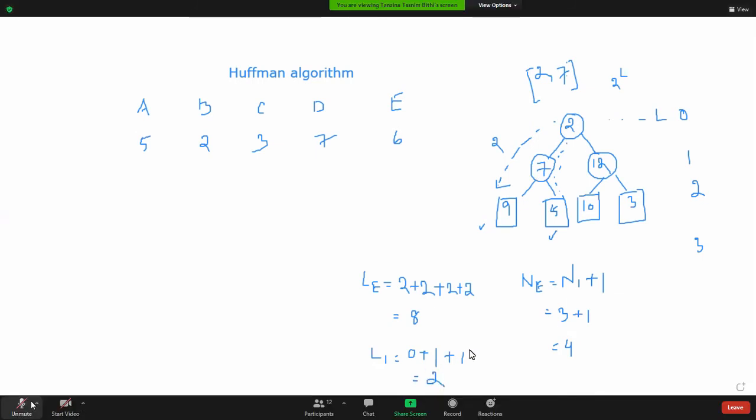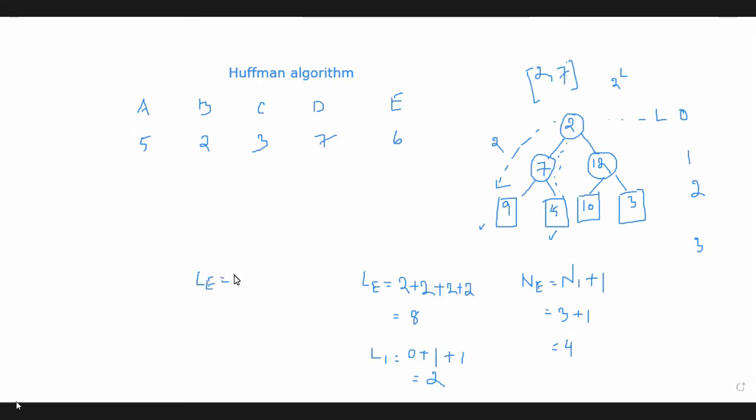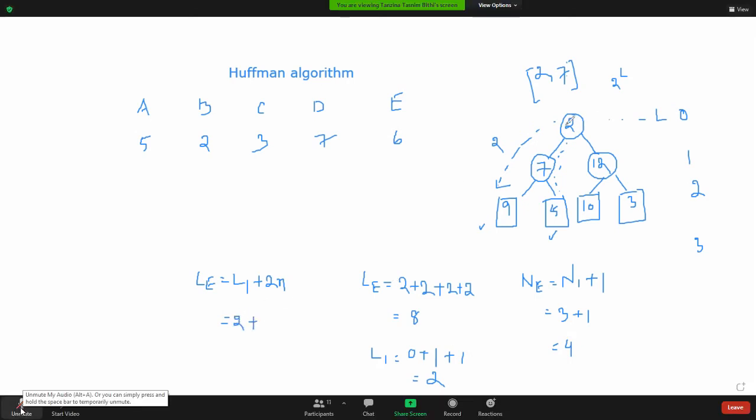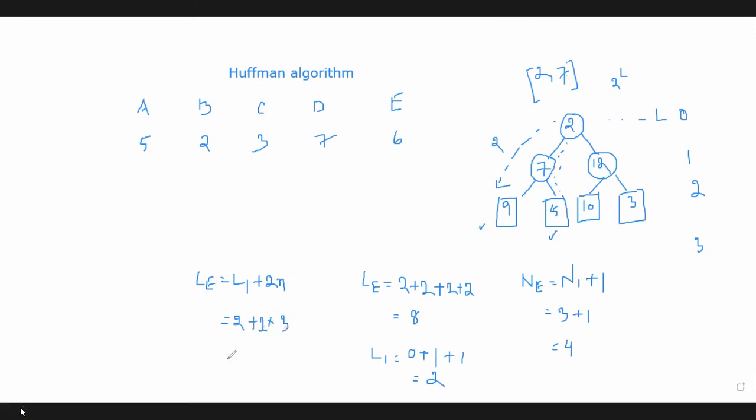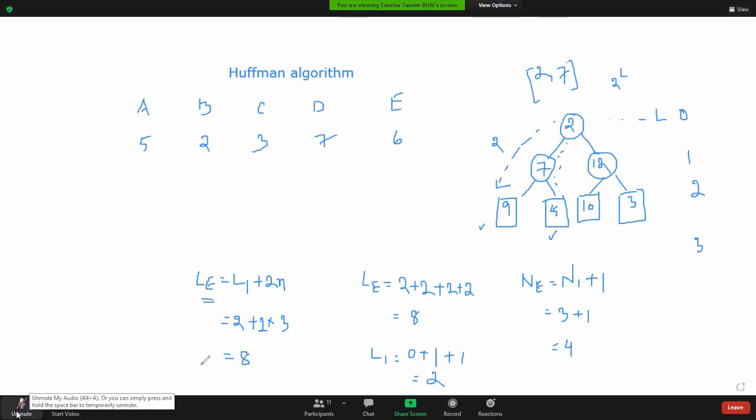So now can you create a relationship between the path length of the external nodes and the internal nodes? Yes, it's possible. The relationship is LE equals LI plus 2N, where N is the number of internal nodes. So LI, the path length of all the internal nodes, we already got as 2. And how many internal nodes are here? 3 internal nodes: 2, 7 and 12. So 2 into 3 equals 6. So now 2 plus 6 equals 8, which equals the path length of the external nodes.